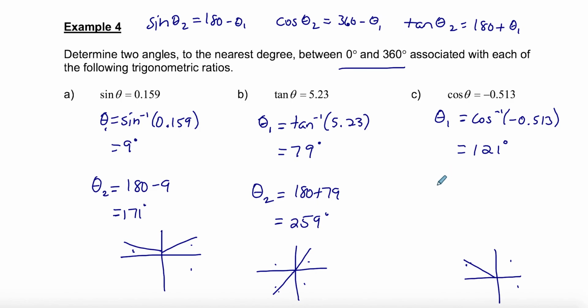Another quadrant where I could also get a negative value for cosine, CAST, so positive, positive for cos, but these two quadrants are negative. So if I do 360 minus 121, so I'm looking up here at my rule, I get 239 degrees.